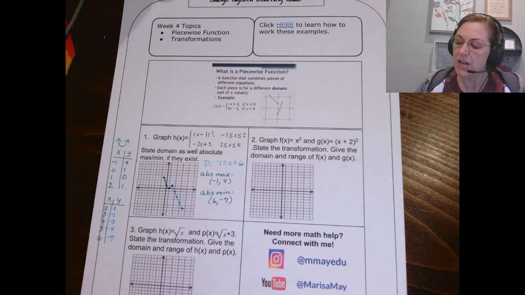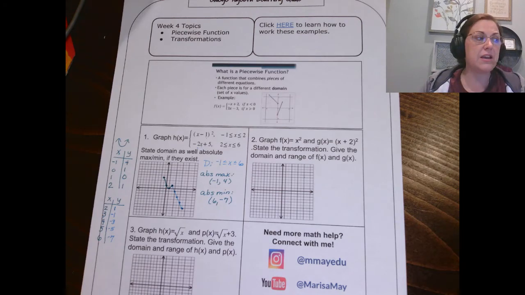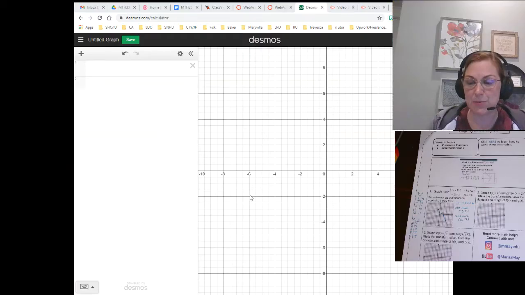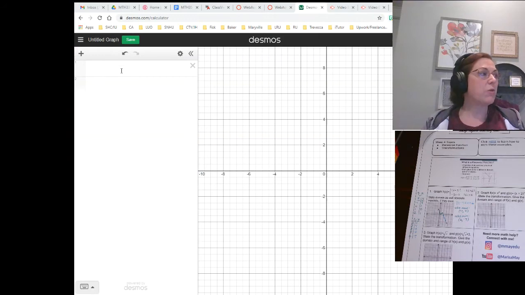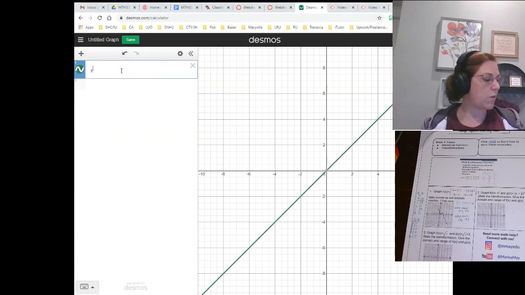Okay, let's look at number 2. And in number 2, we're asked to graph two different functions. I'm going to switch over to our Desmos calculator. If you have not been using the Desmos calculator, I definitely will link it below. That way you can use it. And we're going to type in both of these functions here. We were asked to graph x squared.